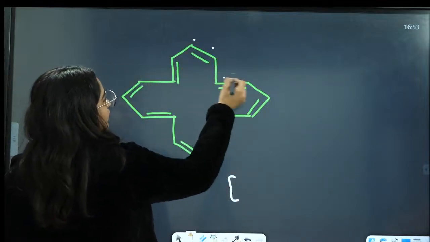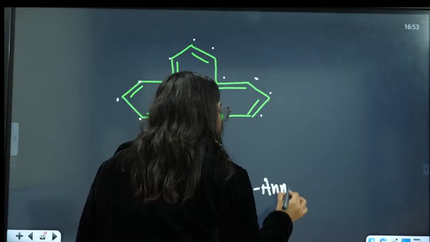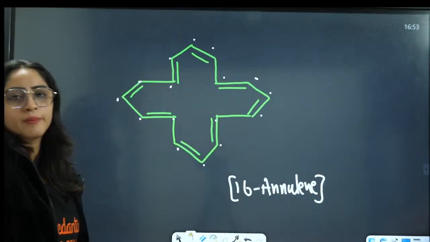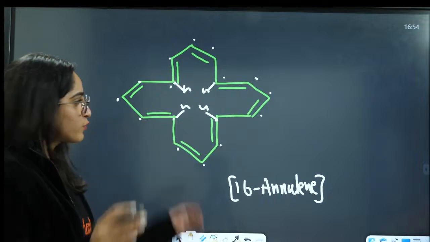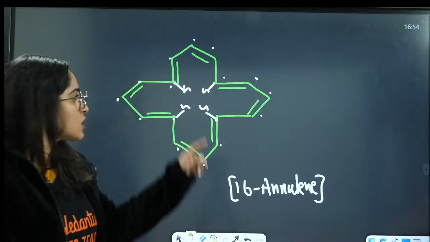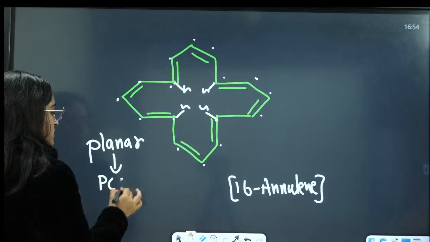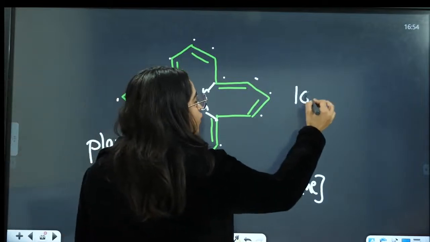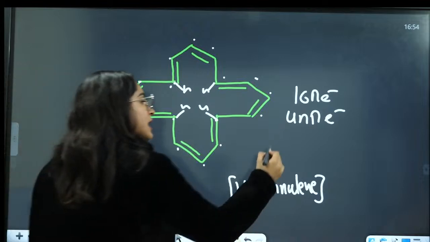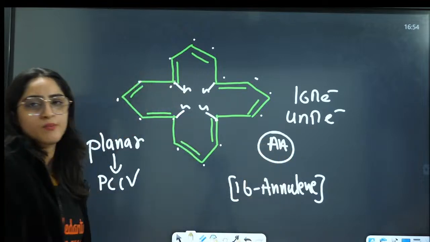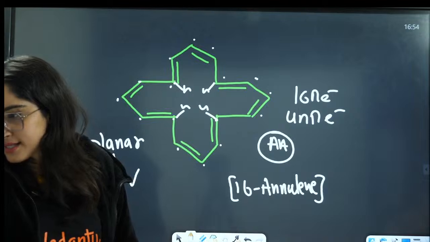This is 1, 2, 3, 4, 5, 6, 7, 8, 9, 10, 11, 12, 13, 14, 15, 16. This is 16 annulene. And as you all can see, there will be so much space. I have drawn it in a concise manner. There will be so much space for these hydrogens that this also will be planar. And that is why PCC is followed. And it has 16 pi electrons, which follows 4n, that is 4 into 4, that is 16 pi electrons, and that is why it will be anti-aromatic. It will be anti-aromatic. Understood?